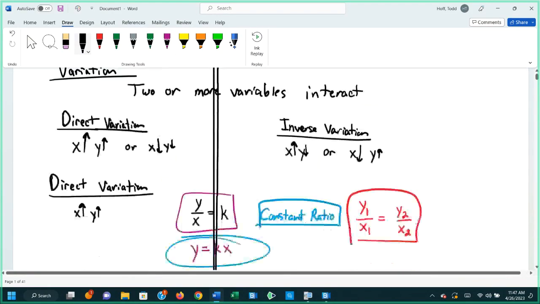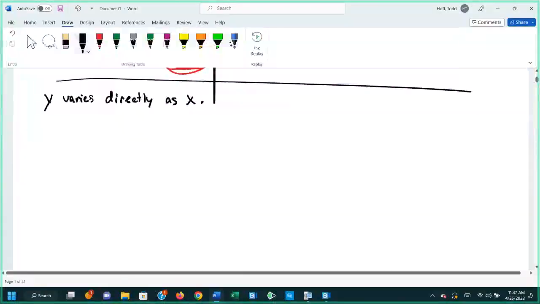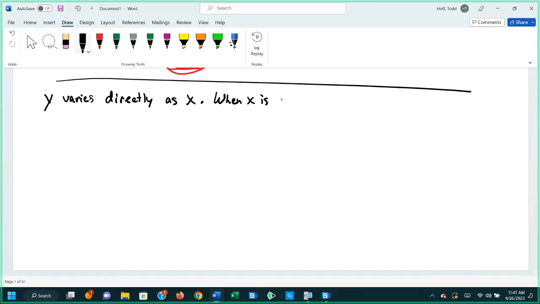So then when x is 9, y is 33. So there's that known condition. Now find y when x is 12. Now we're being asked then to extend it to a new situation.